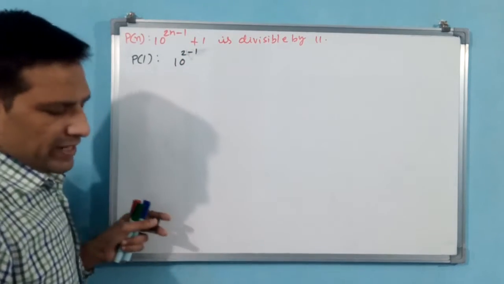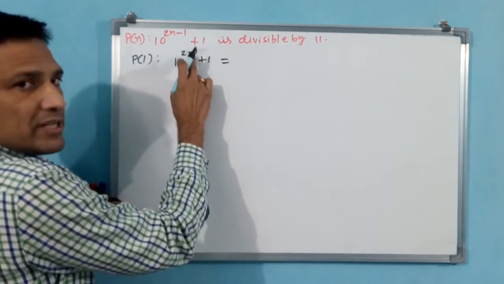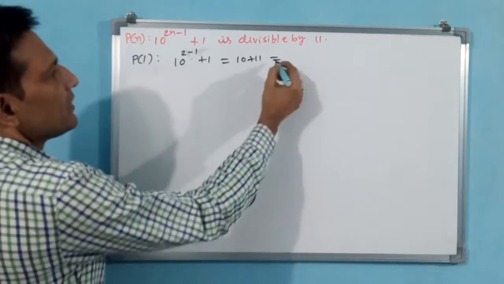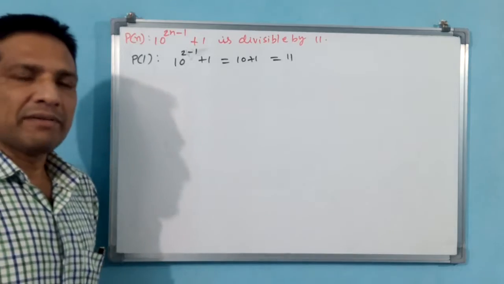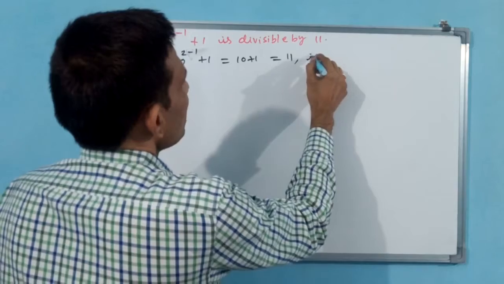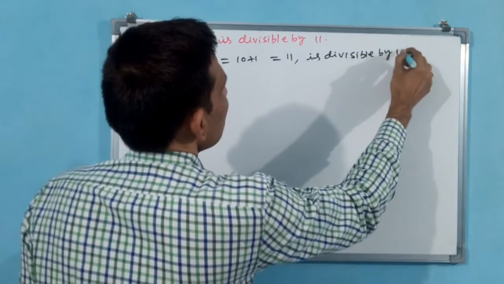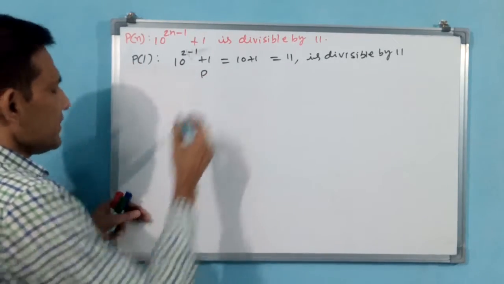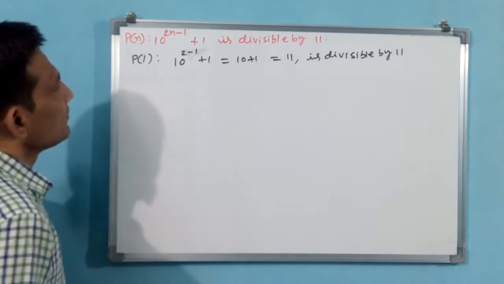10 power 2 minus 1 plus 1. That is equal to, see, 2 minus 1 is 1. 10 power 1 is 10, plus 1. That is equal to 11. Now you tell me, 11 is divisible by 11? Definitely. 11 divided by 11 is 1. Divisible. Now you write it is divisible by 11. Okay. Now you can say P of n is true for n is equal to 1. Write down.